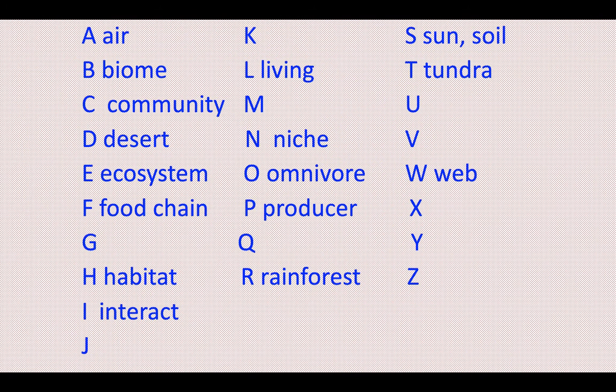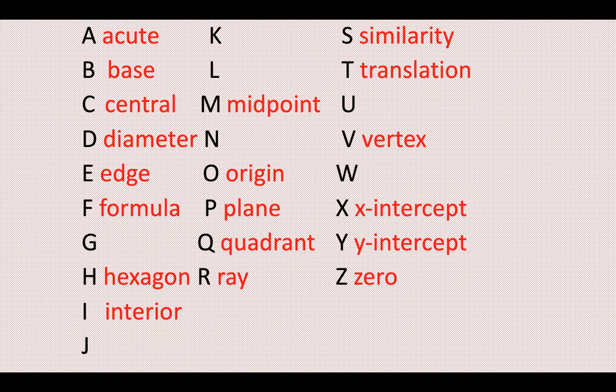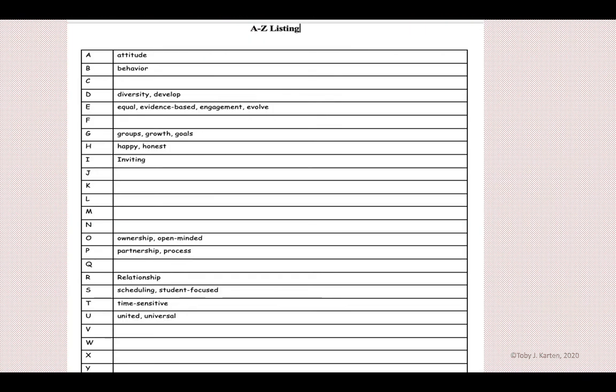This one here is an example of a science A to Z listing on ecosystems. Here's one for American history on the Revolutionary War. This one is just giving you a sample of how you can have students organize math words. They could then use these to draw pictures, write sentences, and discuss the academic vocabulary.